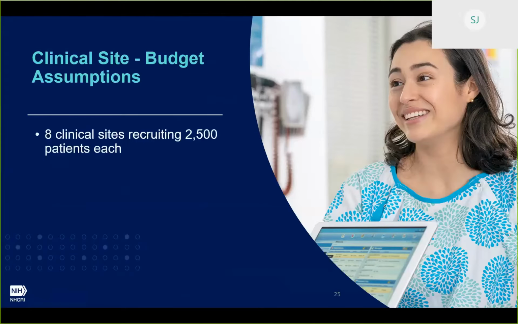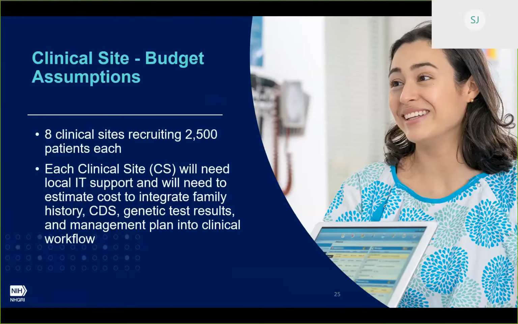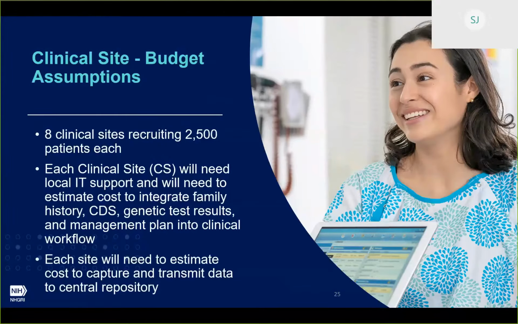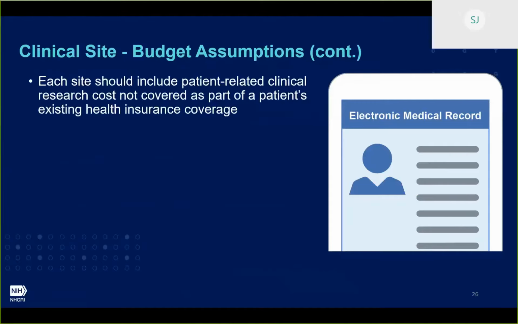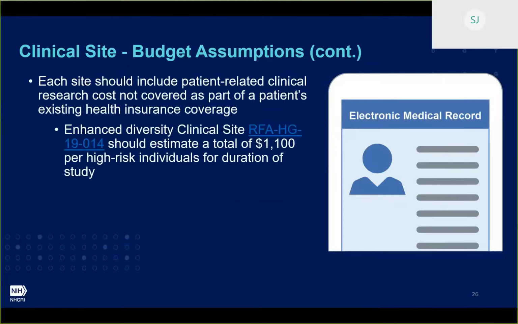In terms of clinical budget assumptions, there are 8 clinical sites recruiting 2,500 patients each. Each clinical site will need local IT support or informatics support, and will need to estimate the cost to integrate the family history, clinical decision support, and the testing results into the clinical workflow. Each site will need to estimate the cost to capture and transmit the data to the central repository for network-wide analysis. Each site should also include a patient-related clinical research cost not covered as part of the patient's existing health coverage.